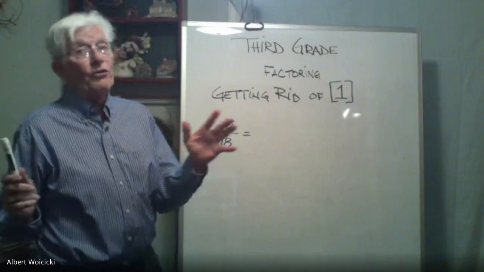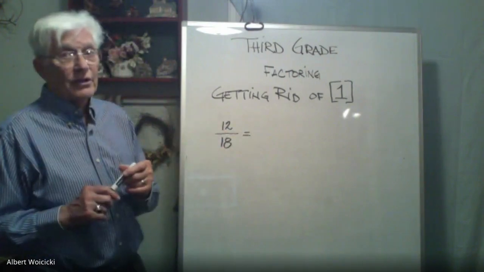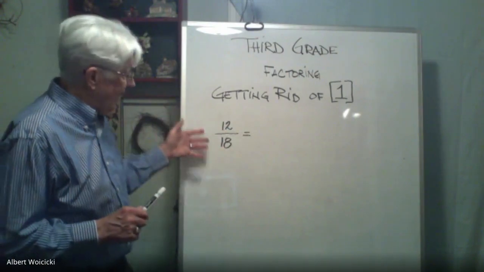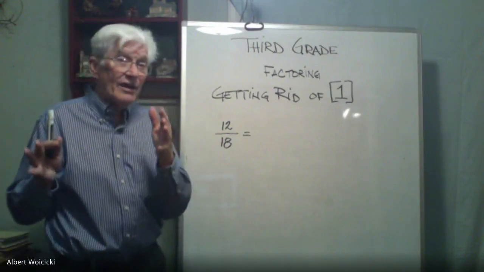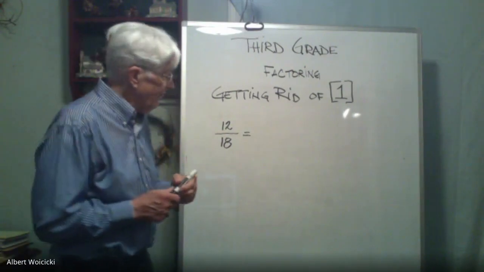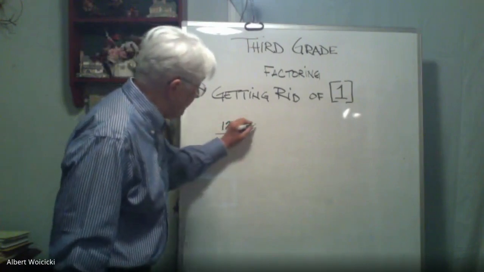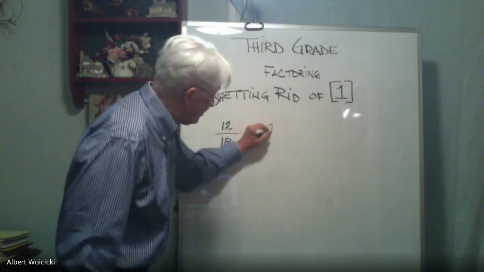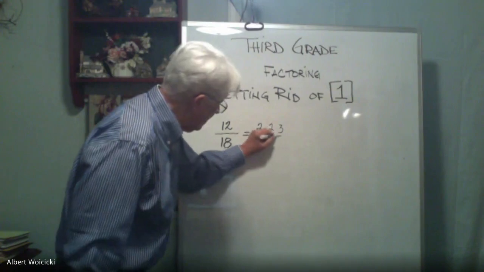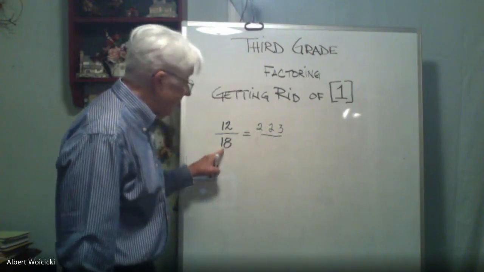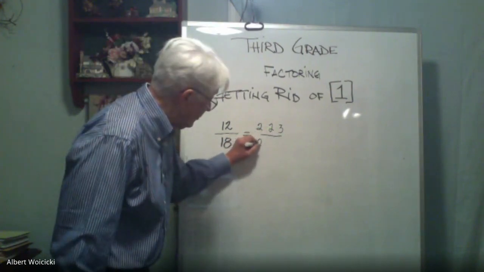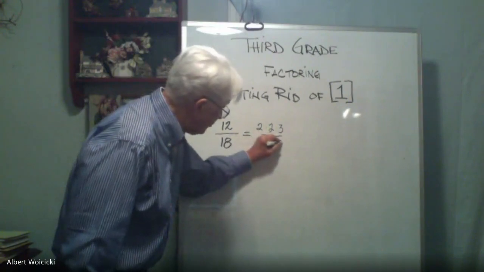But you and I both know that's not how we're going to do this. We're going to have to factor. Now, remember, our kids have those lists of factors. So we're going to do the 12. Well, the 12 we know is 2 times 2 times 3. And 18 is 2 times 3 times 3.